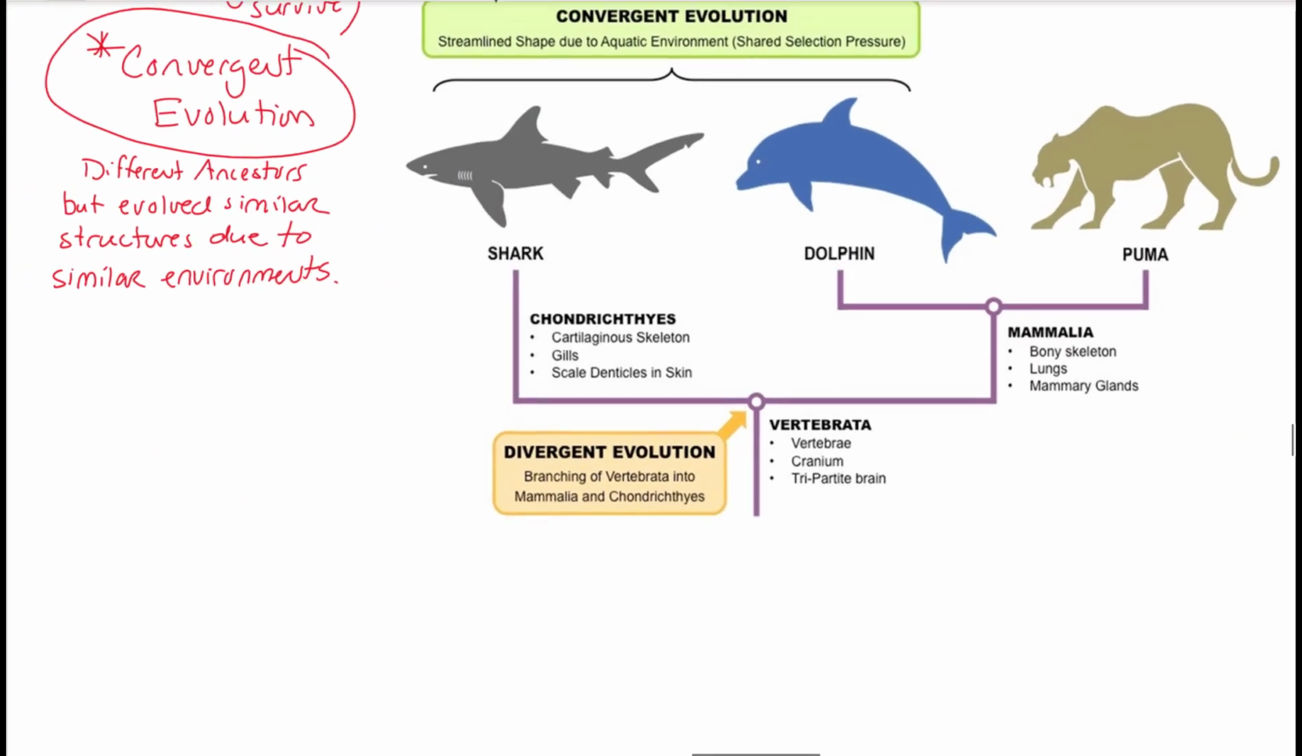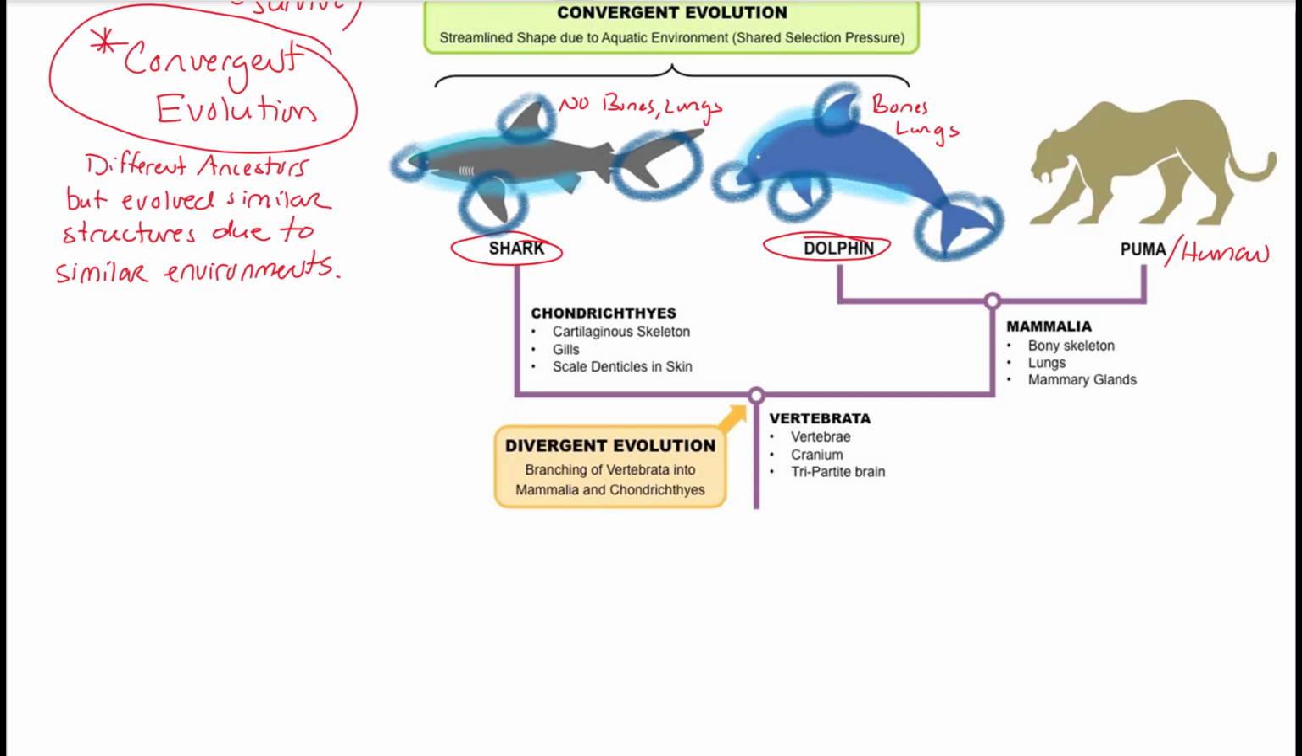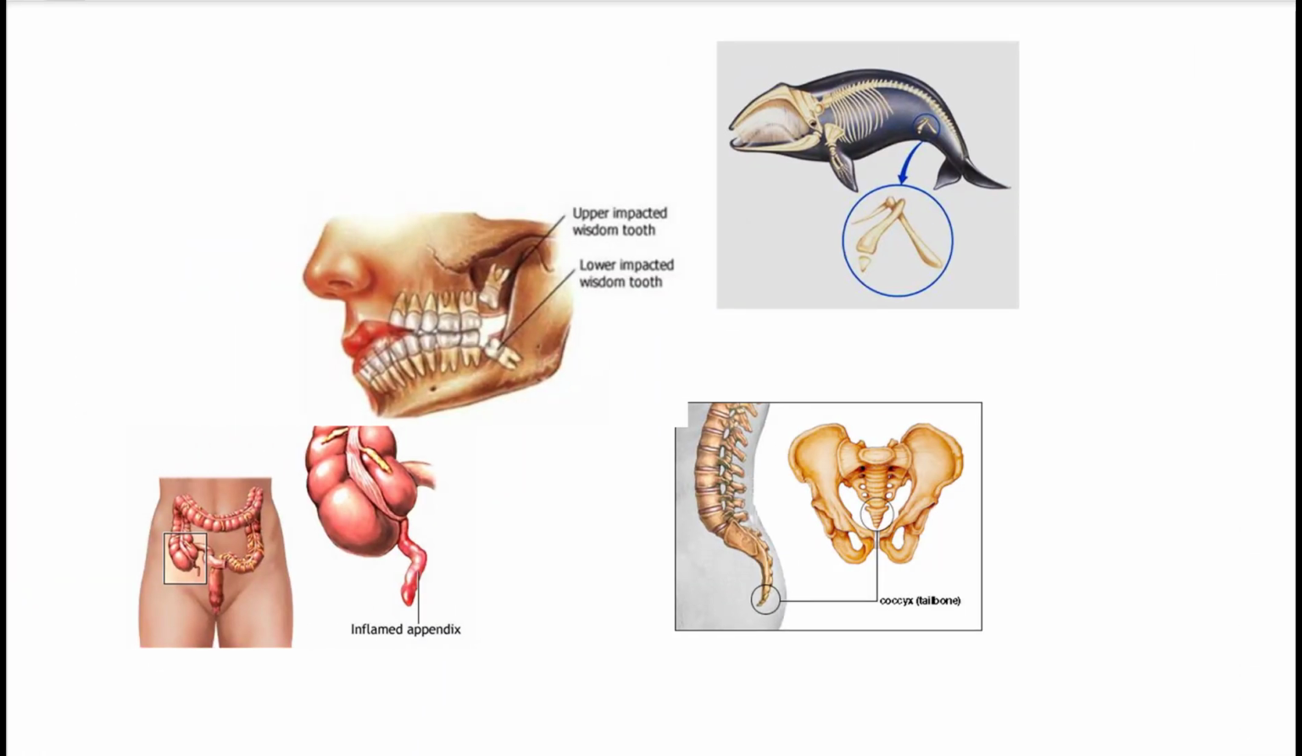You see this very, very well with sharks and dolphins. Dolphins are mammals, just like us. We're very similar to dolphins. We have lungs like them, bones like them. Sharks, though, very different. They look the same, but very different. Dolphins and sharks just evolved in similar environments. So certain traits are selected for, causing them to evolve similar looking structures.